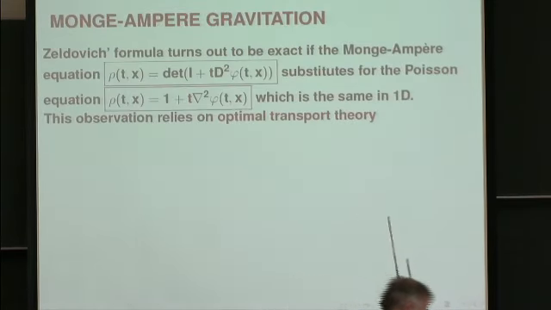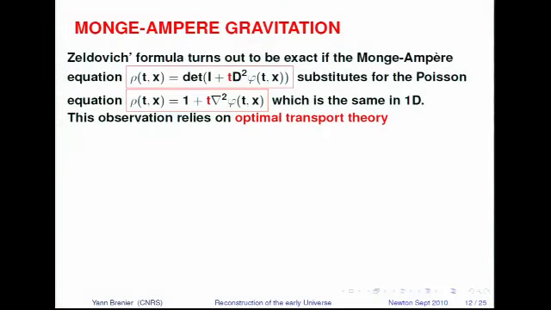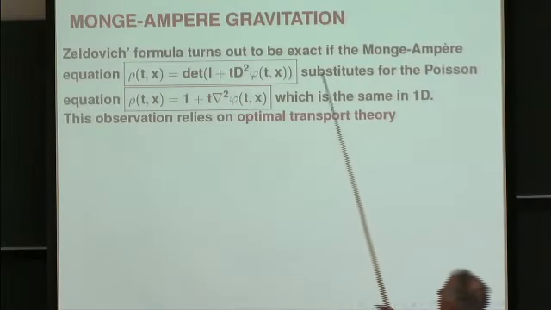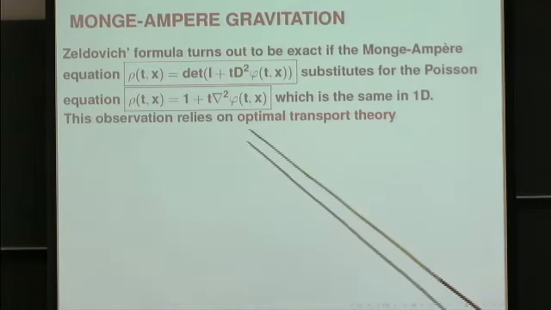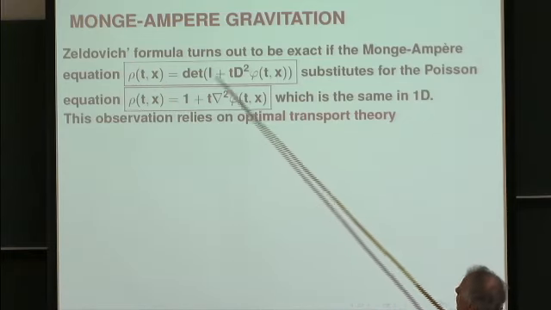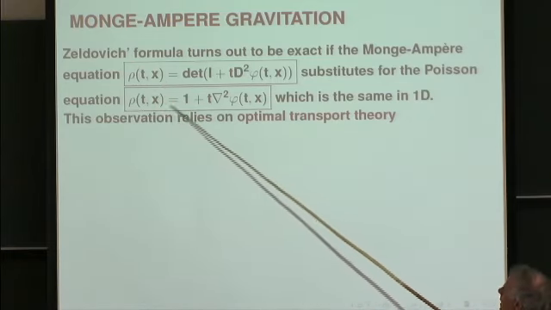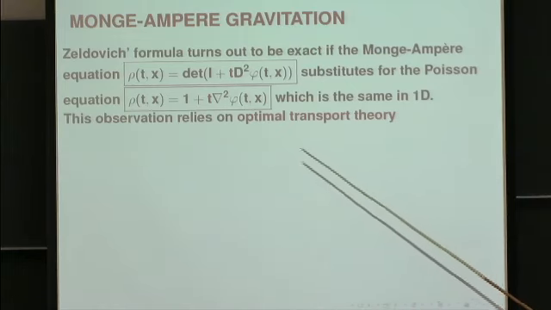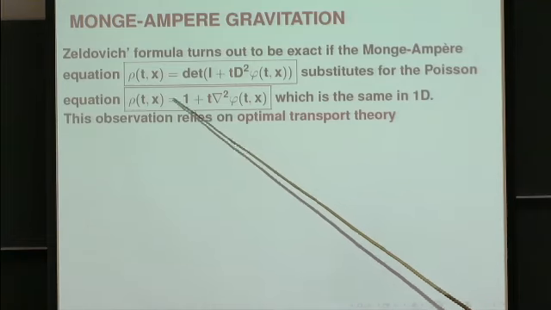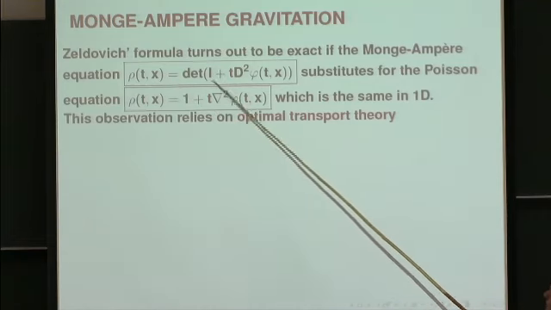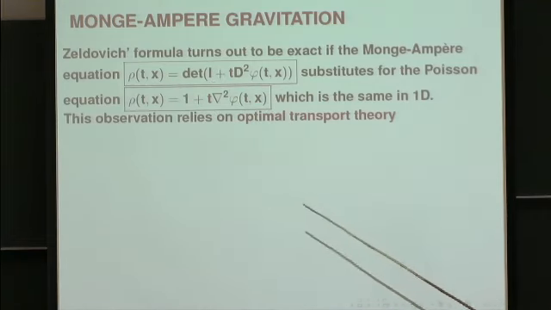Now, in order to make an analysis of that, let me use the following observation. It turns out that this Zeldovich formula, which is exact in 1D, would be exact in any dimension if we cheated with the model. Cheating with the model amounts to substituting this nonlinear equation for the linear Poisson equation. So instead of considering that rho is 1 plus t times the Laplacian of phi, we consider that rho is the determinant of the identity matrix plus t times the Hessian matrix of the potential.